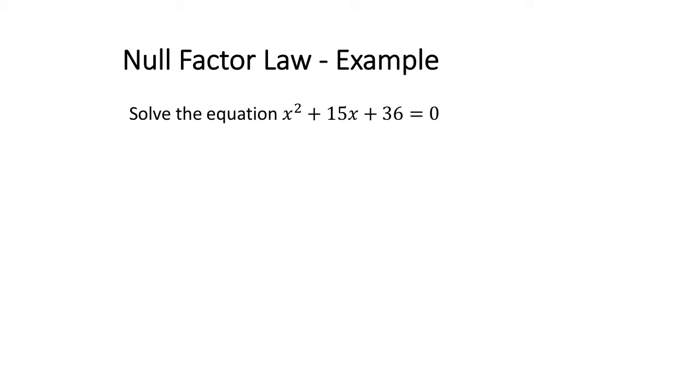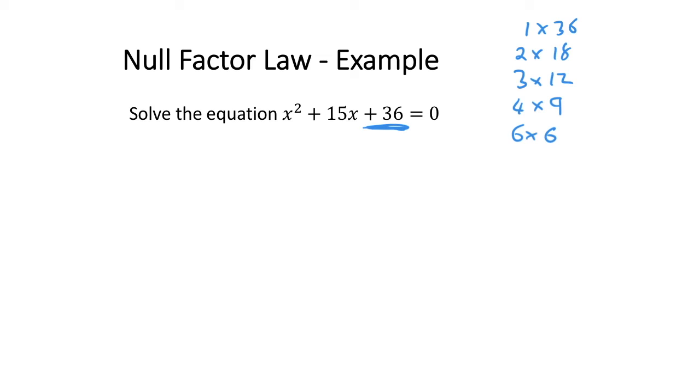So in the second example, we want to solve the equation x squared plus 15x plus 36 is equal to 0. So before I can apply the Null factor law, I need to go ahead and factorize that equation. When I'm factorizing three terms, I start off by looking for factor pairs that multiply to give me 36. The factor pairs will be 1 times 36, 2 times 18, 3 times 12, 4 times 9, 6 times 6.